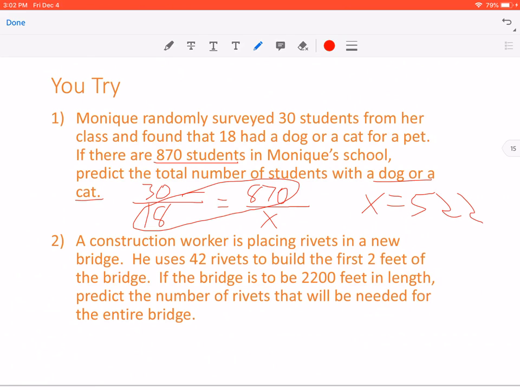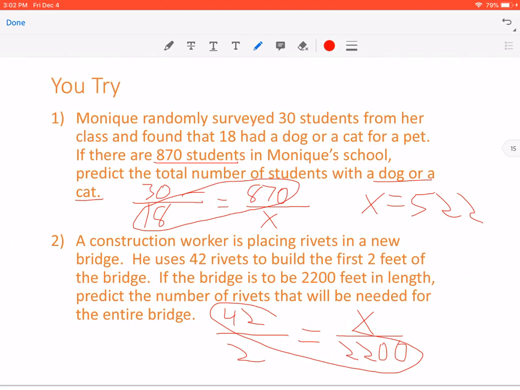Okay. And then the last one, a construction worker is placing rivets in a new bridge. He uses 42 rivets to build the first 2 feet of the bridge. I'm going to put rivets on top, feet on the bottom. If the bridge is to be 2,200 feet in length, predict the number of rivets that will be needed for the entire bridge. X must be on top there. So again, I'm really multiplying these two and dividing by 2. So 42 times 2,200 divided by 2 should be 46,200.